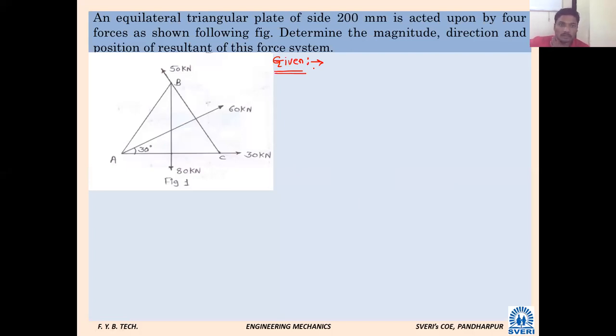An equilateral triangular plate of side 200 mm is acted upon by 4 forces as shown in the following figure. Determine magnitude, direction, and position of the resultant of this force system. Okay. So which force will we assume as P1? Let us finalize that and we will stop. Force number 1, 50 kilonewton.